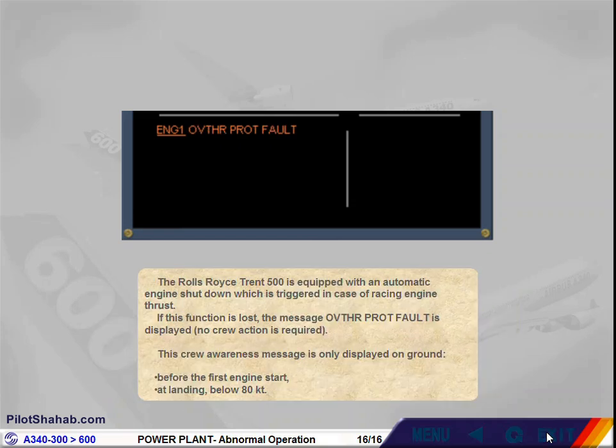The Rolls-Royce Trent 500 is equipped with an automatic engine shutdown which is triggered in case of racing engine thrust. If this function is lost, the message "Overthrust protection fault" is displayed. No crew action is required. This crew awareness message is only displayed on ground before the first engine start, and at landing below 80 knots.